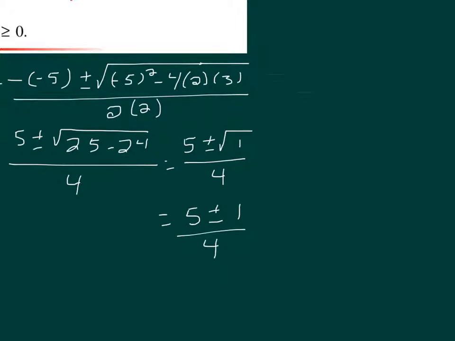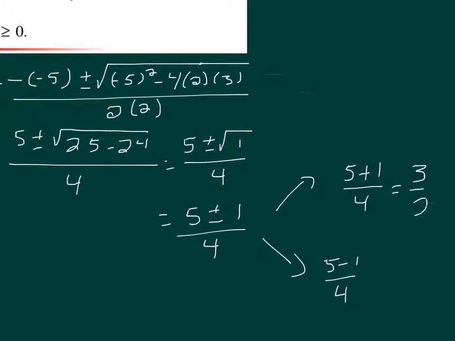Now, if that was a non-perfect square, I'd want to simplify the radical as much as I could, but this one works out. So because I have two numbers here that can be combined, I'm going to split this up into the two different solutions I want, which is 5 plus 1 over 4 and 5 minus 1 over 4. That's what the plus or minus really means. Well, the top one becomes 6 over 4, which reduces to 3 halves. And the bottom one is 4 over 4, which reduces to 1. And those are actually going to be our two solutions. Those are the two values for x that will make my original equation true.